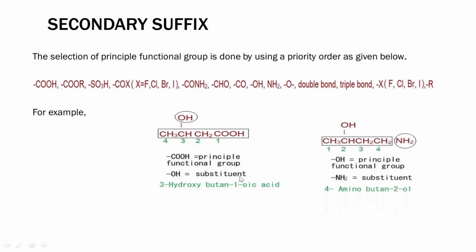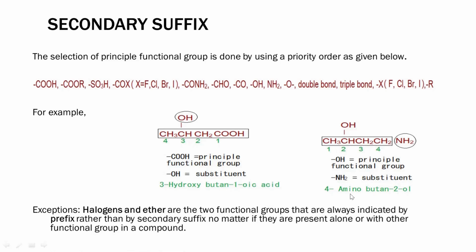Similarly, in another example we have two functional groups, NH2 and OH, and among these two, NH2 is here and OH is here, so OH gets priority. That's why OH is the principal functional group and we use OL. All right, we cannot write amine here, because the NH2 group is acting as a substituent, it is not getting priority for this compound.